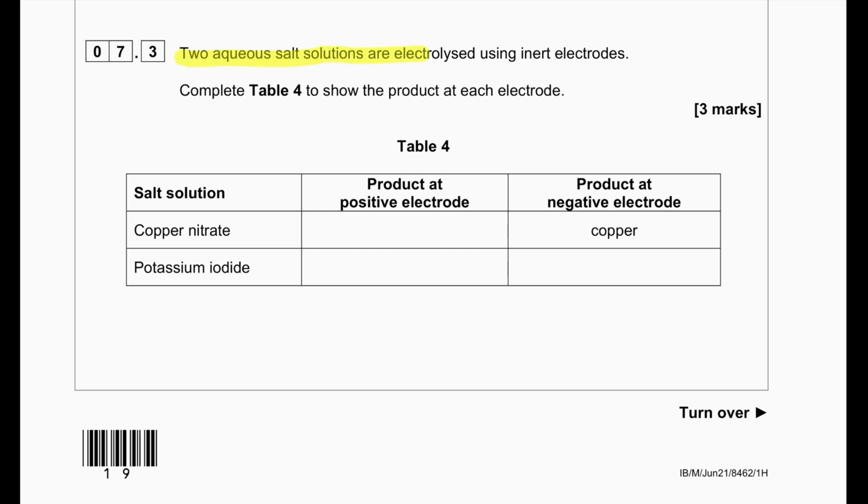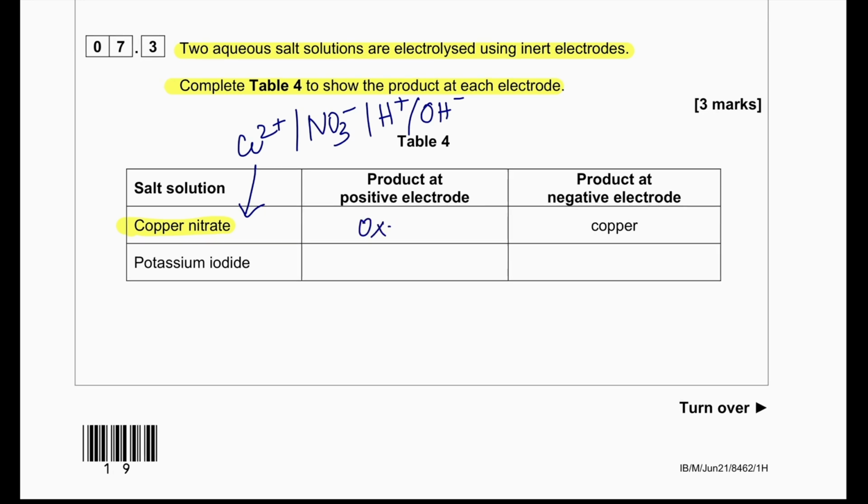2 aqueous salt solutions are electrolyzed using inert electrodes. Complete table 4 to show the product at each electrode. So if we have copper nitrate solution, we have these following ions. We have copper 2 plus along with nitrate ion. And because it is a solution, it will contain H plus ion and OH minus ion. So the one which is lower in the reactivity series will be produced at each electrode. Since nitrate is very high in the reactivity series, the product at the positive electrode will be oxygen.